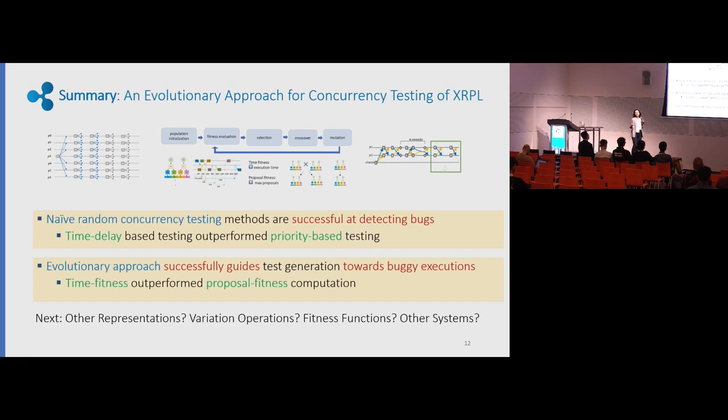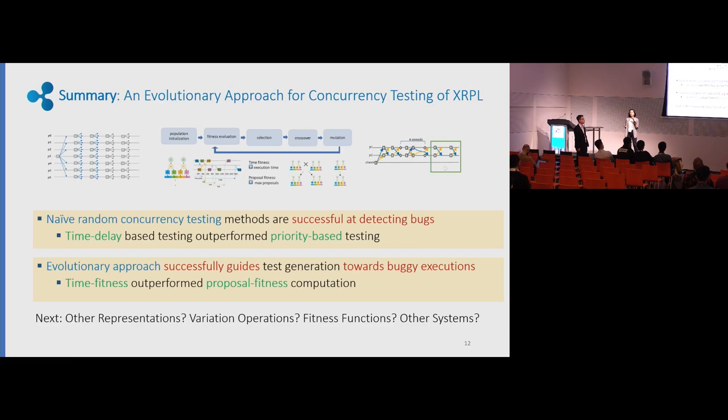We first applied simple naive random concurrency testing algorithms and also designed an evolutionary algorithm. Our case study detected a new bug, and our findings are that naive random concurrency testing methods are successful at detecting concurrency bugs. In our case, the time delay-based testing worked better. We also saw that it is possible to guide the search to the executions that are more likely to be buggy using an evolutionary approach. Here we use time fitness and proposal fitness, where time fitness outperformed proposal fitness.